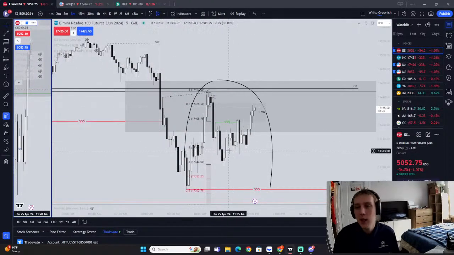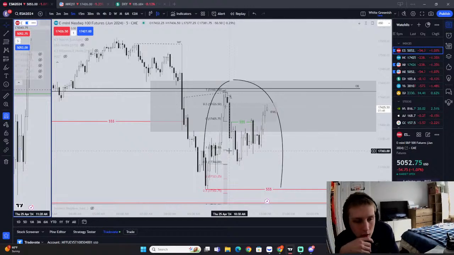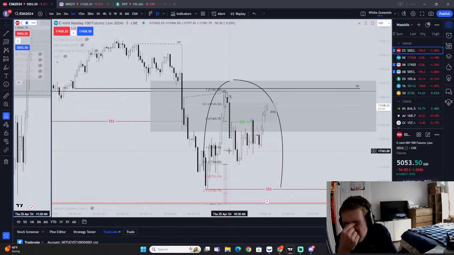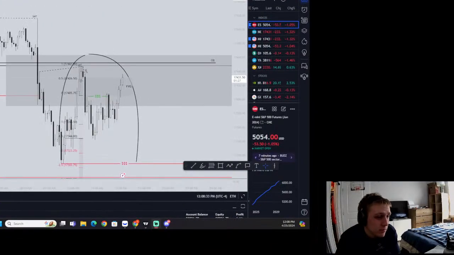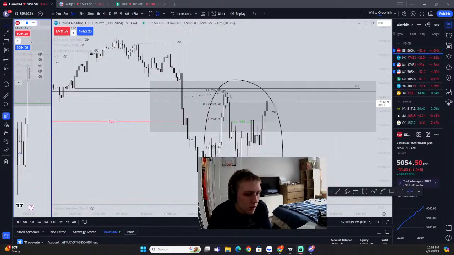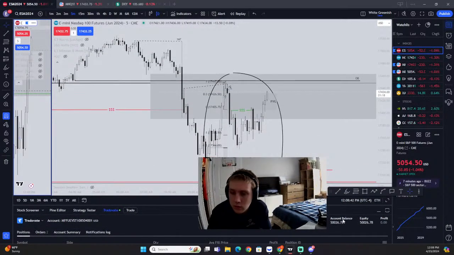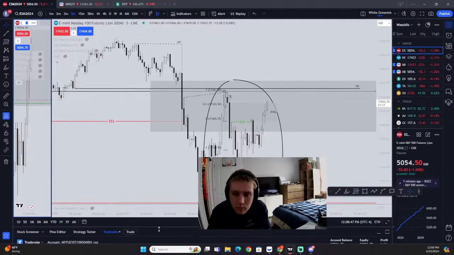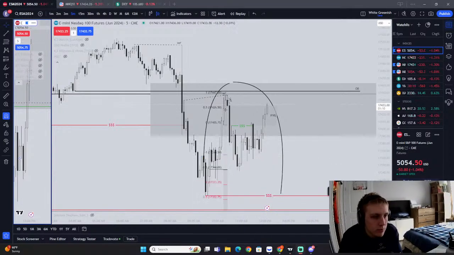I also took a short in discount of this range, so I don't think this necessarily was a very bad entry. I don't think it was the worst entry, but I also did add to the trade, which I don't like. I added to a losing position. I'm now break even on the eval. Let's pull up the eval. I'm break even, which I'm not worried about. No worries though.